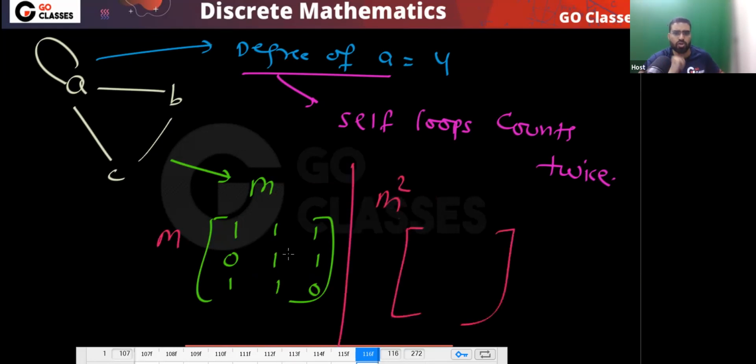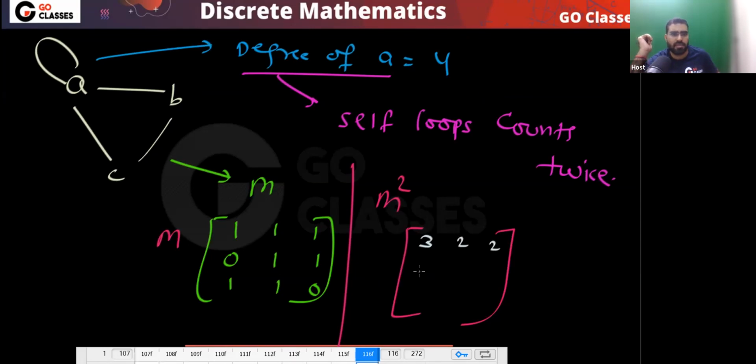M square is the number of walks of length 2. Number of walks of length 2 from A to A: from A to A, there are 3. From A to B, number of walks of length 2, remember, from A to B, how many? There are 2. From A to C, there are 2.